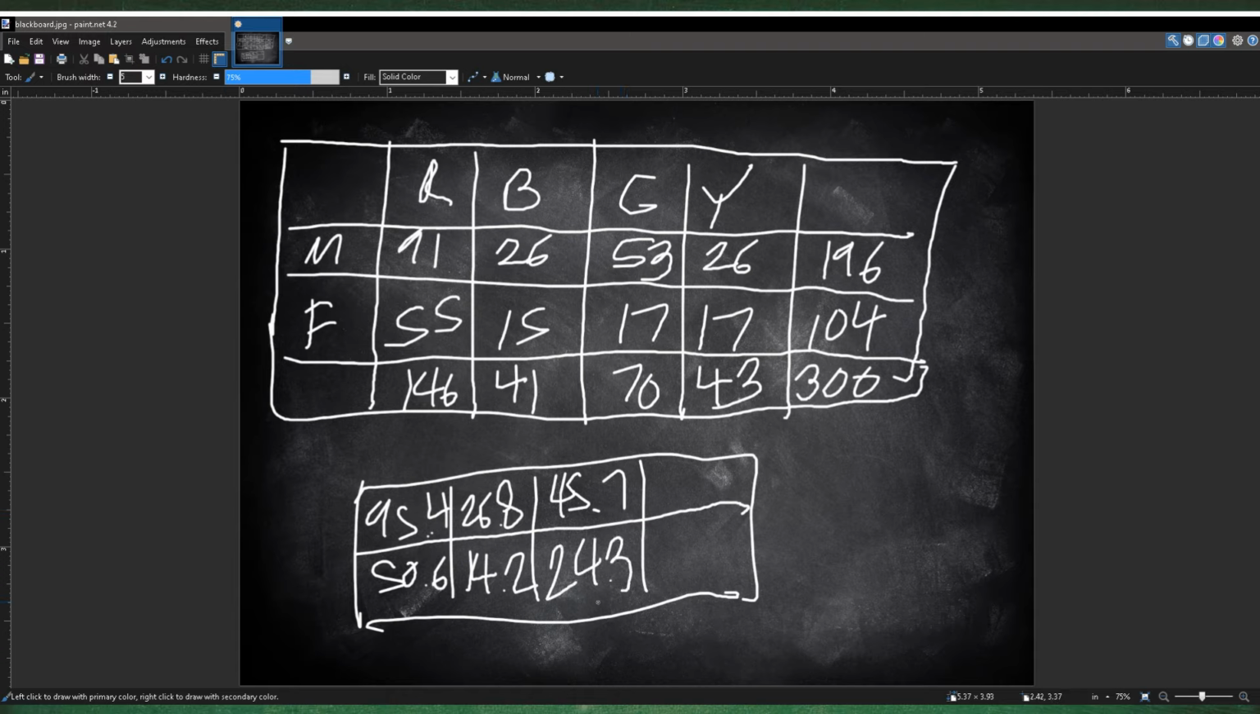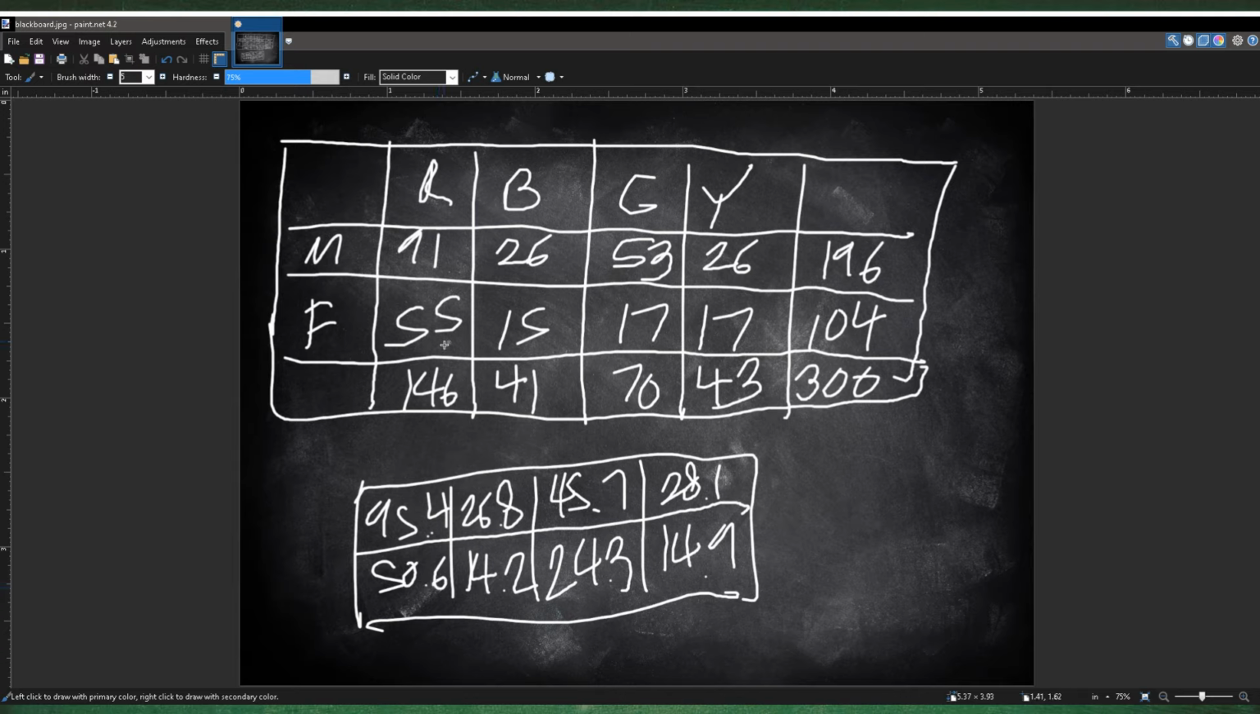And we have 43 times 196 divided by 300, which is 28.1. And we have 43 times 104 divided by 300, which is 14.9. So based on these numbers, the 95.4 and the 91 is pretty close.